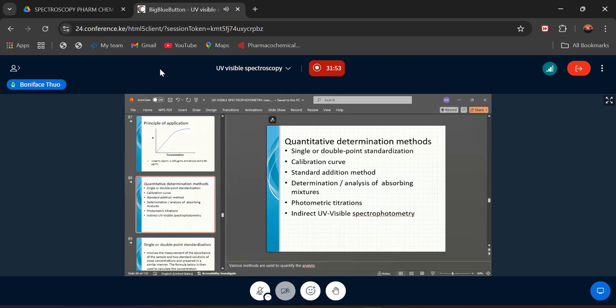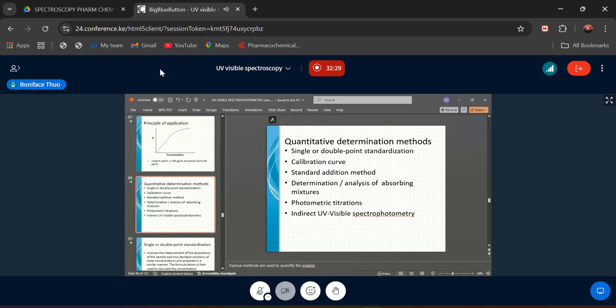So there are specific methods which are applied to determine the actual concentrations, and we can list them as single or double point standardization, calibration curve, standard deviation method. We can also determine concentrations when we have more than one absorbing compound. For example, if you are measuring absorbance of aspirin in presence of salicylic acid, you can actually determine the two.